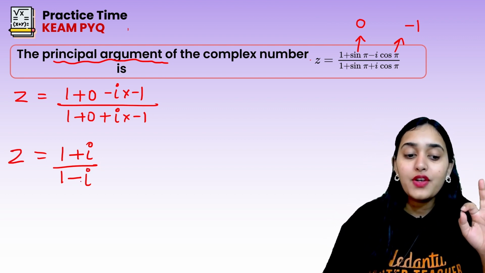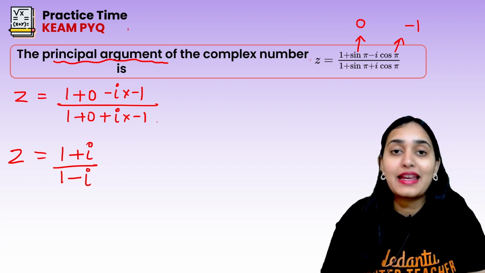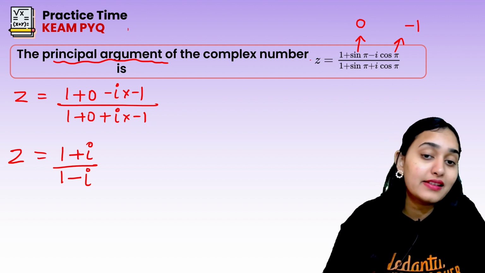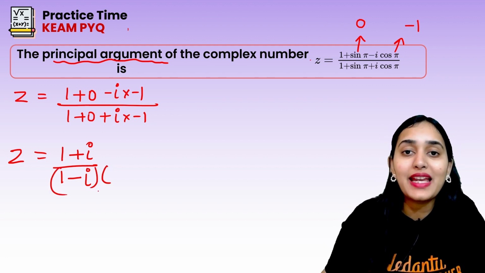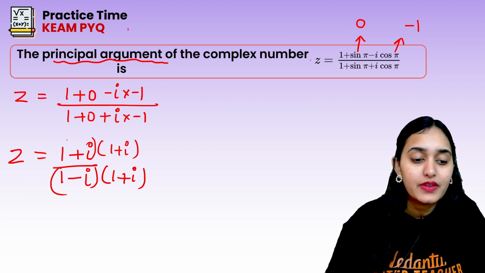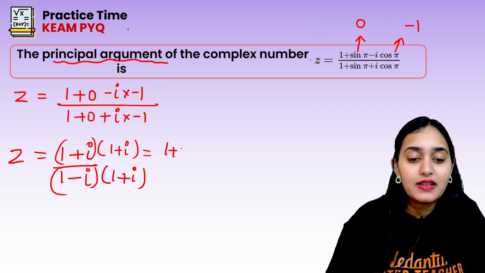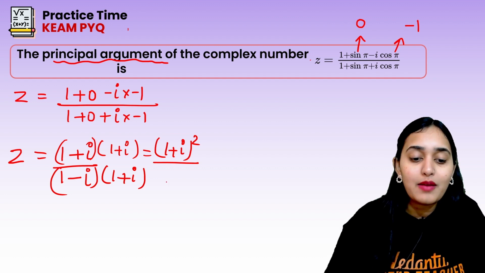Always, if you have I in the denominator, you rationalize it. How do you rationalize it? In class 10th we learned, just multiply it with the opposite sign. So 1 minus I multiplied with 1 plus I. This also multiplied with 1 plus I. Simple. Just multiply, you get 1 plus I whole square. This is a square minus b square.